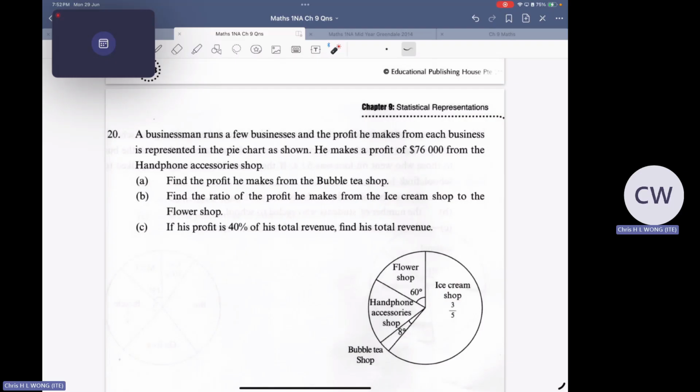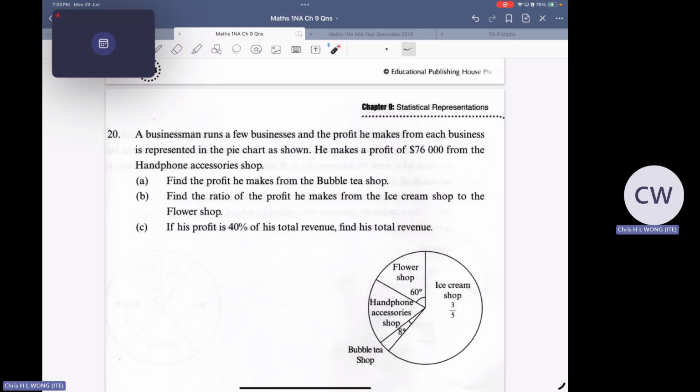A businessman runs a few businesses and the profit he makes from each business is represented in the pie chart. So you look at the pie chart, you tell me what does it represent? He is running a business of flower shop, handphone accessories, bubble tea, ice cream. This is his business. The pie chart represents what? The pie chart represents the profit.